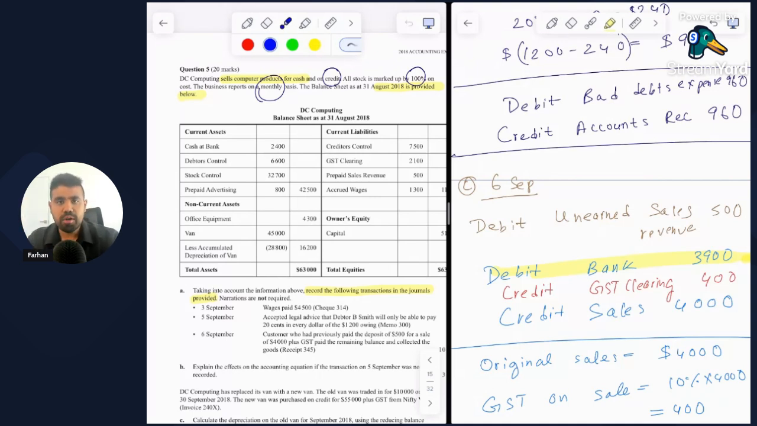And when you receive this money, it obviously increases your bank balance. And when your bank balance goes up, your assets go up. And when assets go up, you debit it. So that is the whole logic behind why we are debiting bank by $3,900, all right?